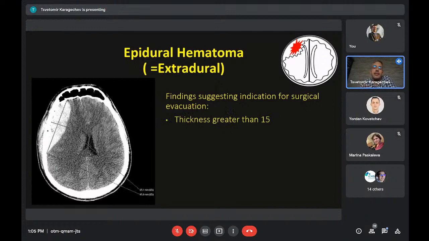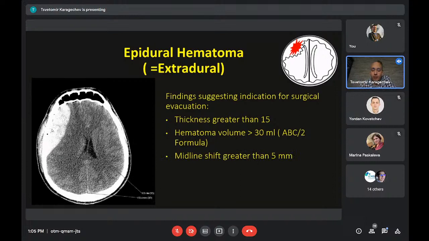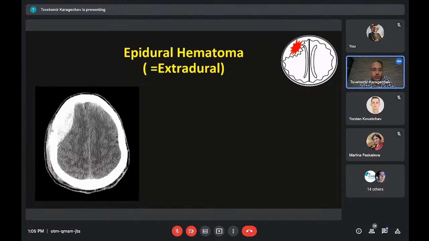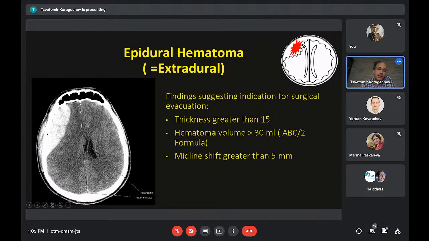So we measure the thickness. Thickness is the size, so the diameter between the inner table of the skull and the other margin of the lesion. There is a way to measure the volume, but I won't go into details. Just have that in mind. You can check it if you're interested. And midline shift. We are always worried about midline shift, and this is how we measure it. So this is the sagittal line just in the middle, and we use the septum pellucidum. In this case, there is dislocation from the midline. You can see it here, almost 9 millimeters.